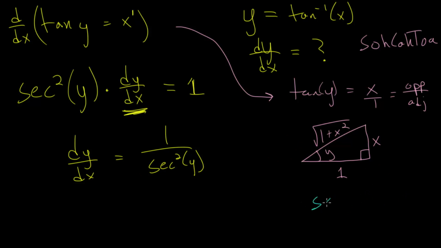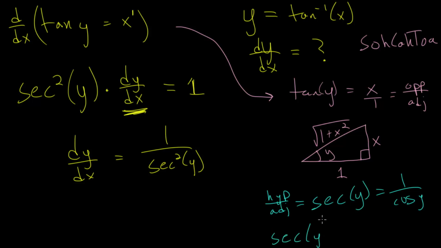Since remember that the secant of y is just 1 divided by the cosine of y. Since secant and cosine are related, they are reciprocals of each other. And we know that the cosine is adjacent over hypotenuse, so the secant is the reciprocal of that. It's the hypotenuse divided by the adjacent side. It's the ratio of those two sides. And we can just look at our triangle now. The hypotenuse is this square root of 1 plus x squared, and the adjacent side is 1. So the secant of y is just the square root of 1 plus x squared.